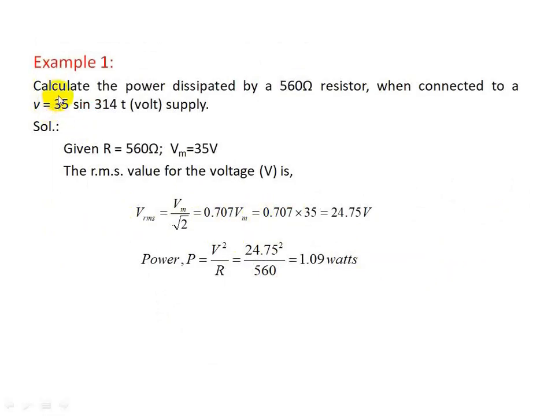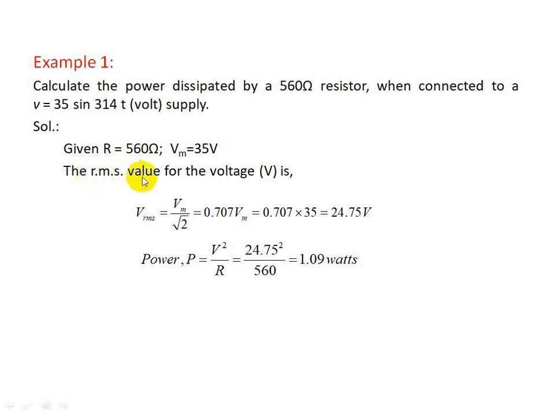Let us see this example. Calculate the power dissipated by a 560 ohm resistor when connected to a voltage source v equal to 35 sin omega t volt supply. So Vm is 35, omega is 304 and the resistance value is 560 ohm. These are the values given in the problem. You are asked to find the power dissipated in the resistor. Try to remember that the resistor will consume power, and the power in turn will be dissipated in the form of heat.